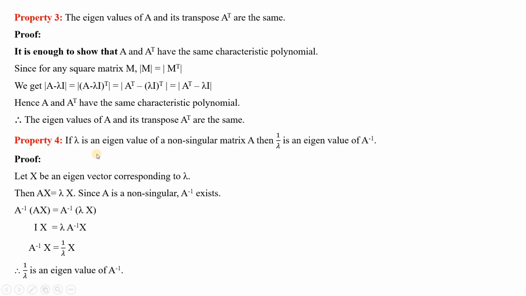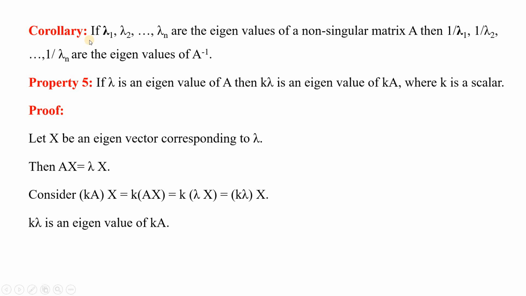In property 4, if lambda is an eigenvalue of a non-singular matrix A, then 1 by lambda is an eigenvalue of A inverse. So we have Ax equal to lambda x, so multiplying A inverse on both sides, we end up like this. So 1 by lambda is an eigenvalue of A inverse. In the corollary, we see that if lambda 1, lambda 2, ..., lambda n are the eigenvalues of a non-singular matrix A, then 1 by lambda 1, 1 by lambda 2, etc., 1 by lambda n are the eigenvalues of A inverse.